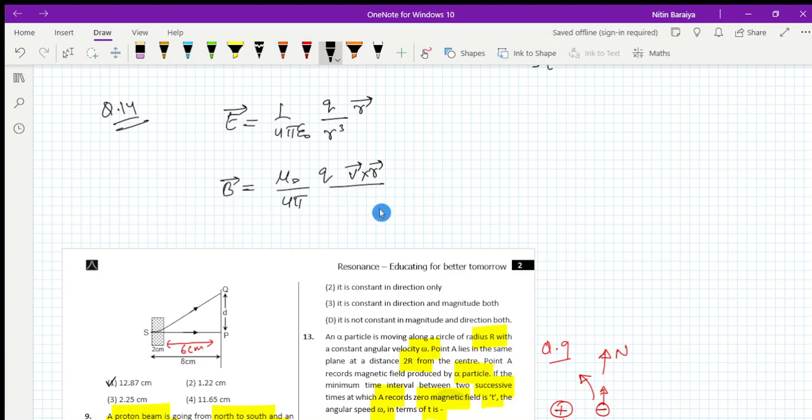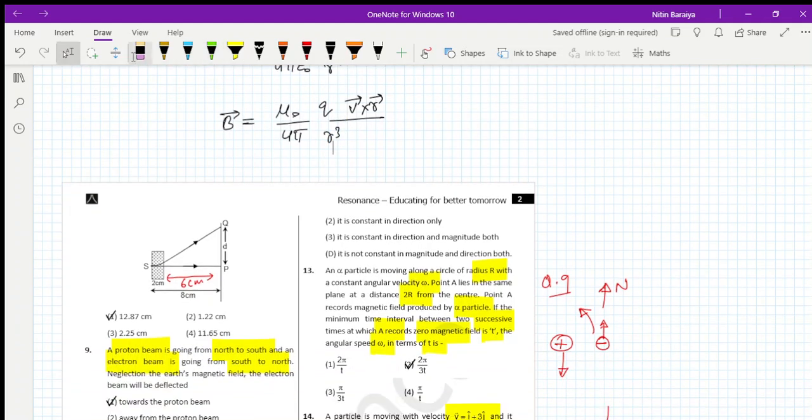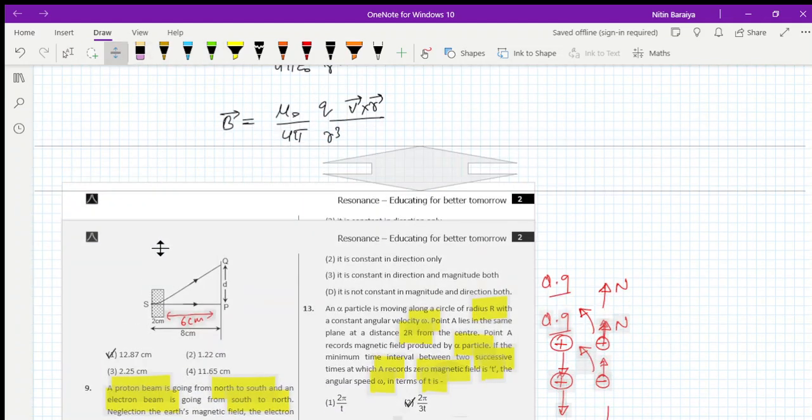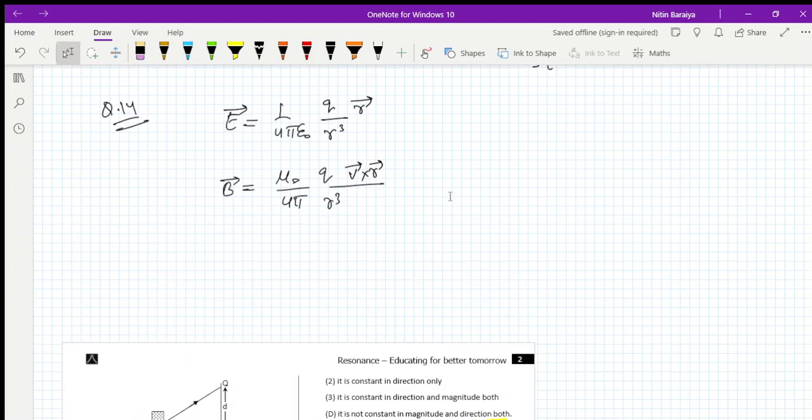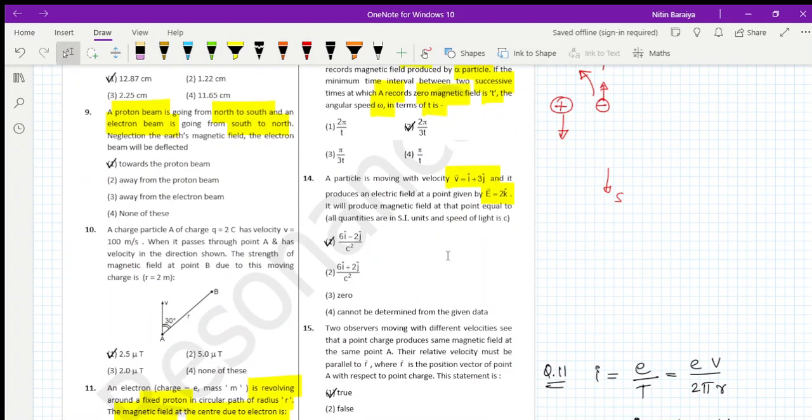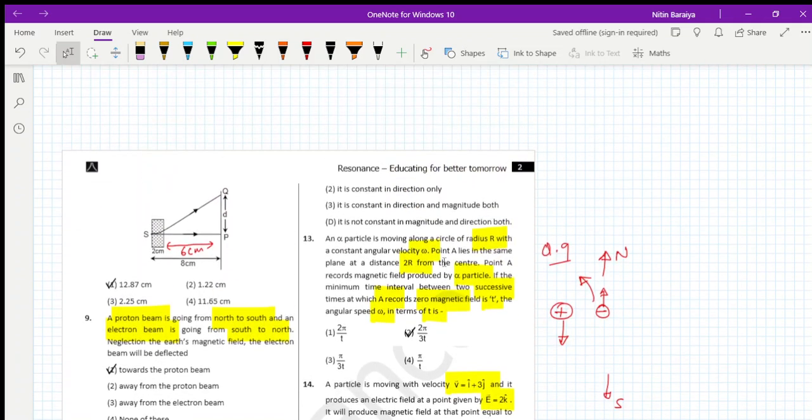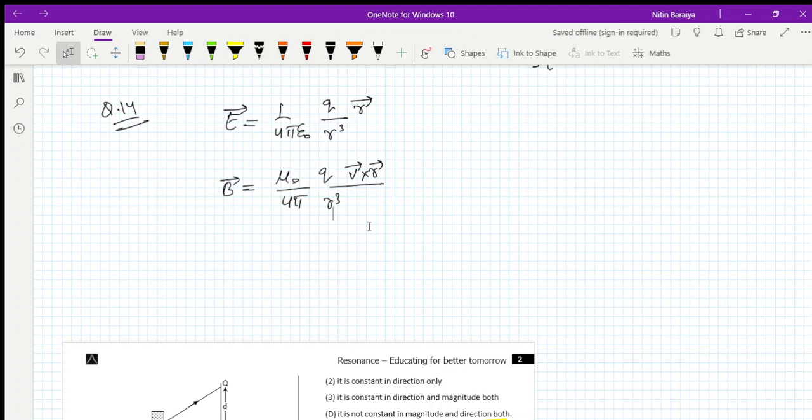Q times v cross r divided by r cube, sir. Now this is the electric field and the magnetic field. We want to figure out a relation between electric field and magnetic field. Let's say, if you know the electric field, can you find out the magnetic field? Because this question demands only that. We know the velocity vector, we know the electric field vector. So can we find out the magnetic field?